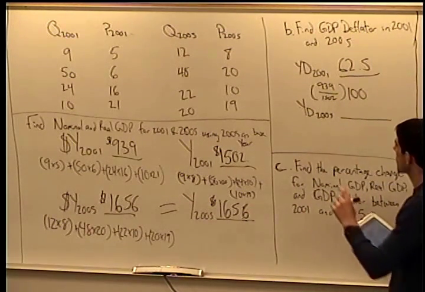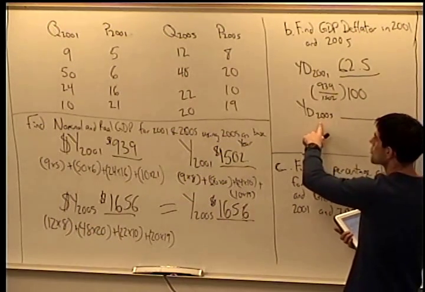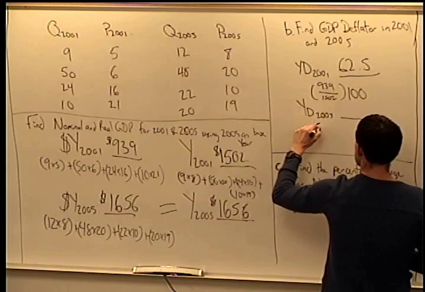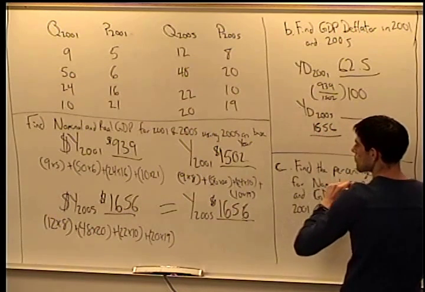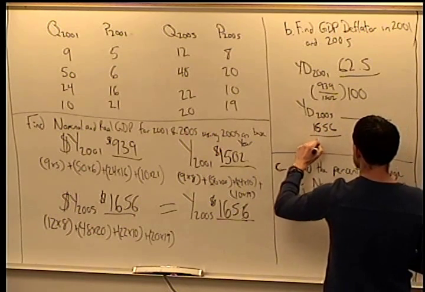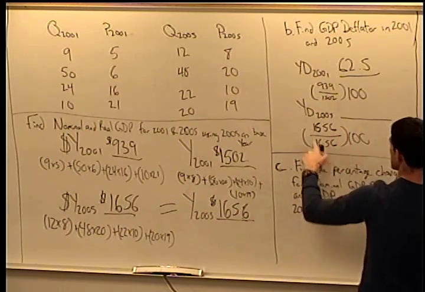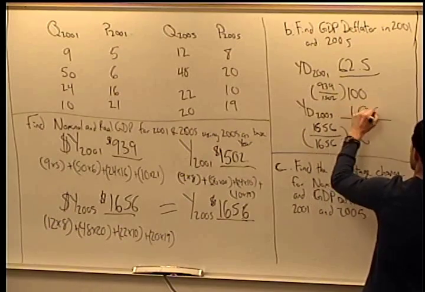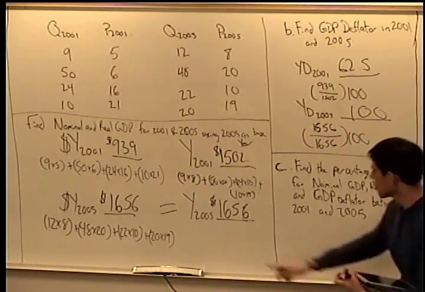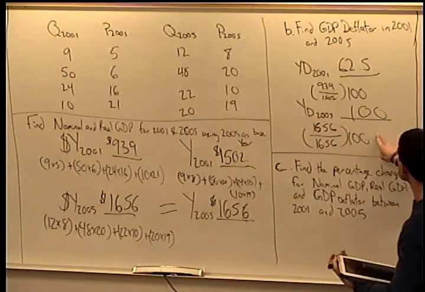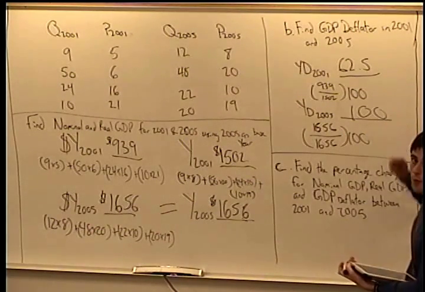For 2005, we take nominal GDP in 2005, which is 1656, divided by real GDP in 2005, which is 1656, times 100. That equals 100. So again, real GDP equals nominal GDP in the base year, and the GDP deflator in the base year always equals 100.